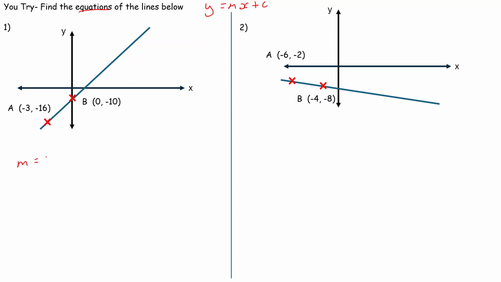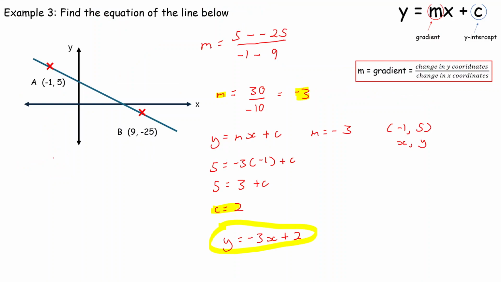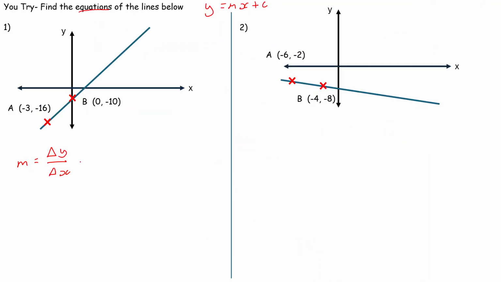m is our gradient. Again, it is the change in the y coordinates, which we can write more simply as the change in the y coordinates over the change in the x coordinates. It means the same thing as this equation up here. Change in y, change in x, we can just write like this. Change in y over change in x. Let's choose a coordinate to begin with.